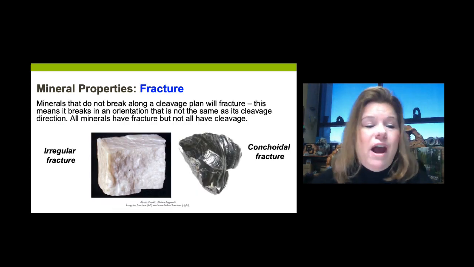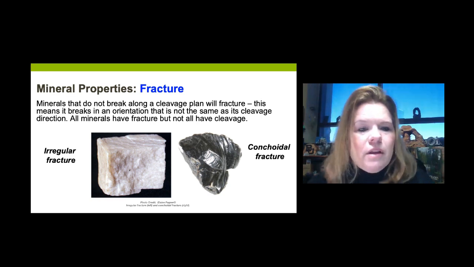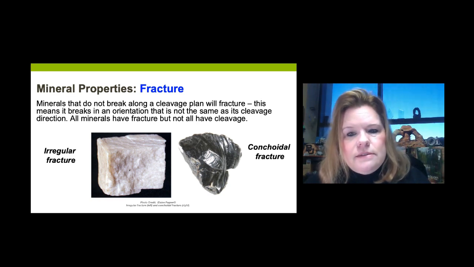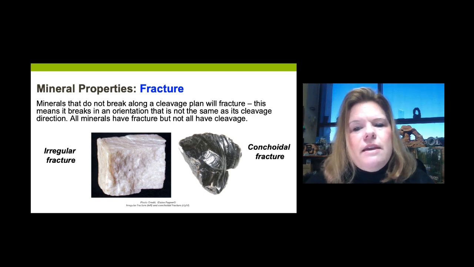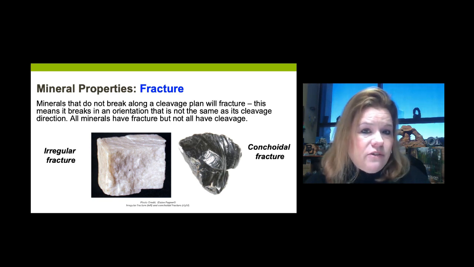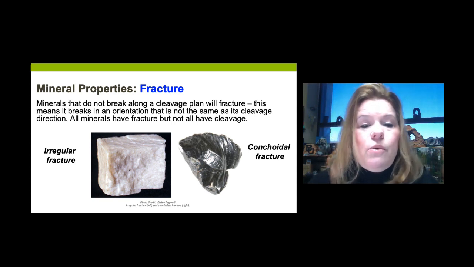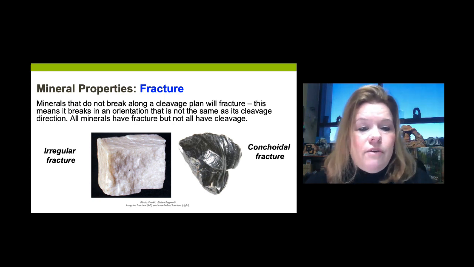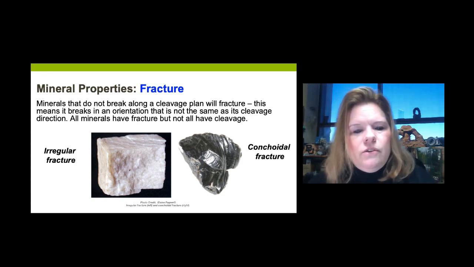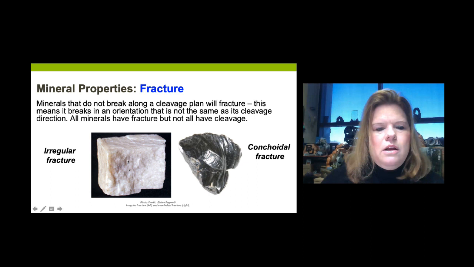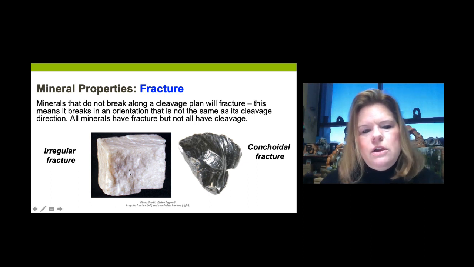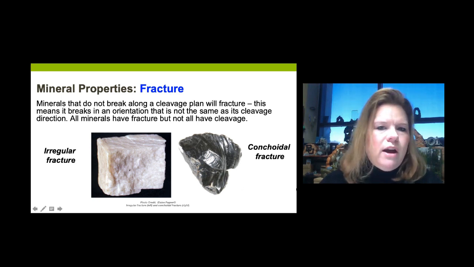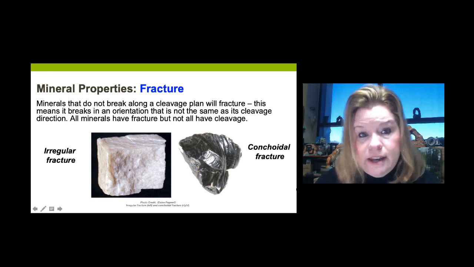When we think about fracture, however, it's different. Minerals don't break along those nice clean lines, and they break apart in an orientation that's not the same as their cleavage. Not all minerals have cleavage, by the way, but all minerals have fracture. People say it's so confusing, and well, it can be. This may have some cleavage, like I could see that it could break apart here, but you see these rough edges here, that would be some of its fracture. Irregular fracture, folks, is the most common type of fracture that exists.